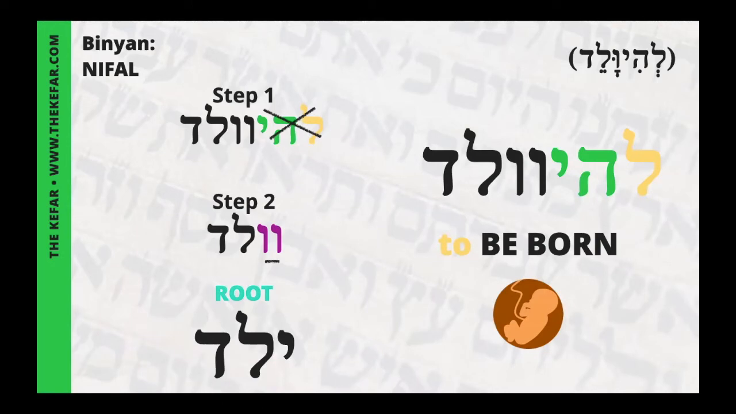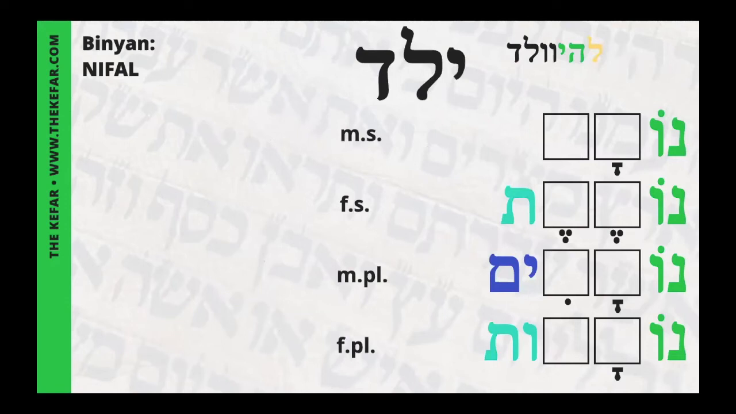Okay, and the root is probably familiar to you. Yeled is a boy, yalda is a girl. So the root has to do with all things birth and child related. Now let's take a look at the pattern.